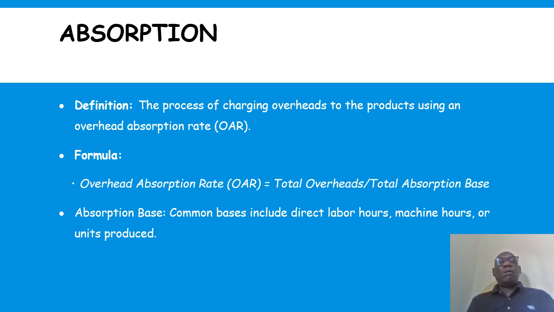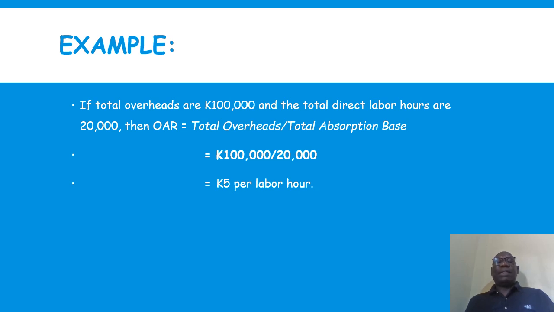And the formula for overhead absorption rate is simply equal to the total overheads divided by total absorption base. Now, we need to understand what is meant by an absorption base. An absorption base is essentially the basis upon which an overhead absorption rate can be derived. So common bases in this regard might include direct labor hours, machine hours, or units produced. Let us have a look at an example.